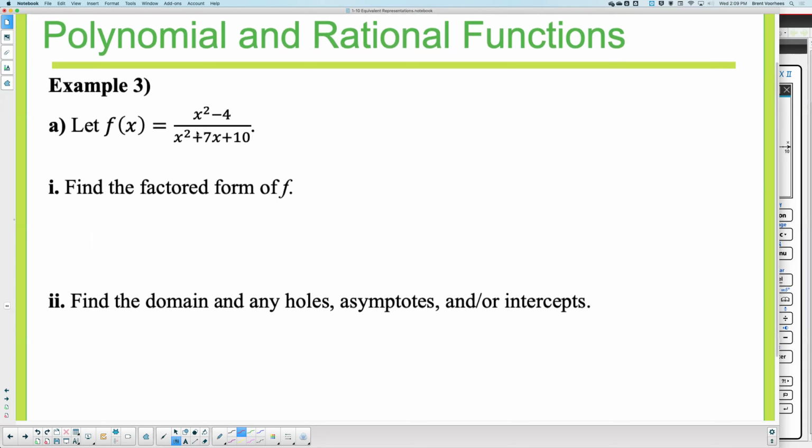Let's talk about this form right here. What is this in, factored or standard? This is standard form. So part I here, it says find the factored form. To find the factored form, it's going to be the same exact equation. It's just going to look different.